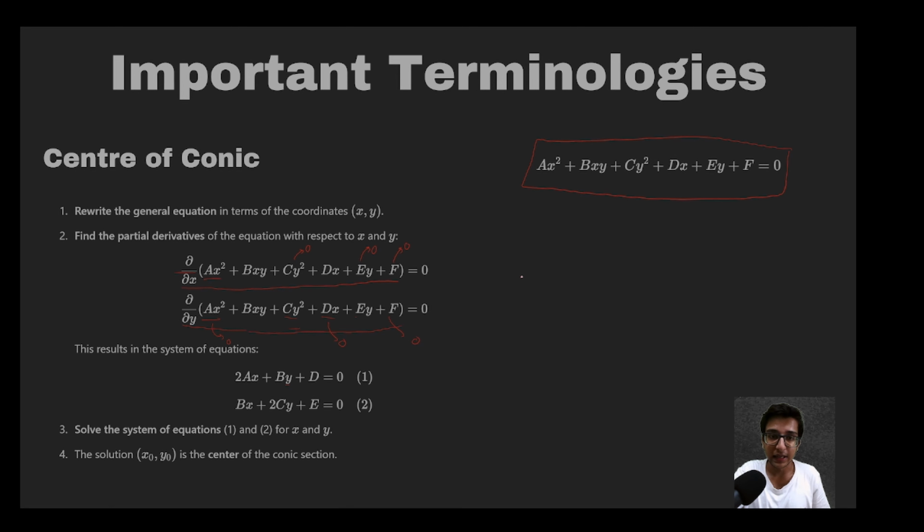So again, to find the center of a conic, once we've written down the general equation of our conic section in this format, we find out the partial differentiation. And once we have found out the partial differentiation, we have two equations. There is x, there is y. Two equations, two variables. We can find out x and y, and that would be our center of the conic. So let's take an example.